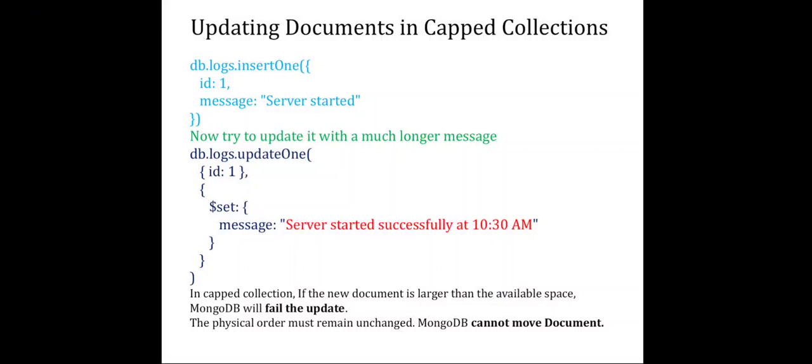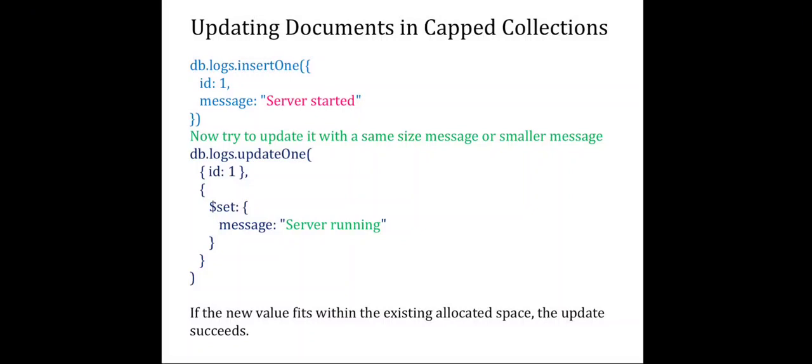Since the physical order must remain unchanged, MongoDB cannot move the document to a new location for the update either. At the same time, initially we have the message "server started". If I update the message to "server running", this will be successfully updated. So if the message is the same size or smaller, the update will be successful. Only if the size is larger than the current value does the update fail.